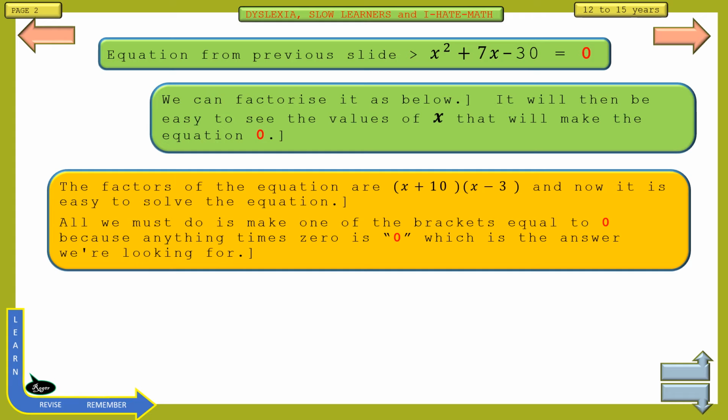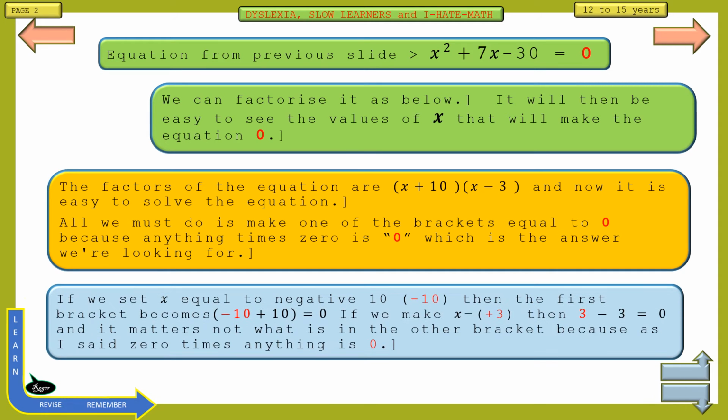The factors of the equation are x plus 10 times x minus 3. And now it is easy to solve the equation. All we must do is make the contents of one of the brackets equal to 0, because anything times 0 is 0, which is the answer we're looking for.